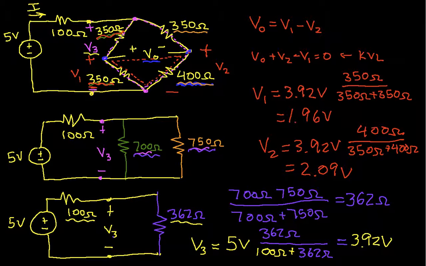Okay, so now I'm ready to find V0. V0 is going to be V1, which is 1.96 volts, minus V2, which is 2.09 volts, which equals, let's see, it's really hard to do this while you're talking. If I did this right, it's a negative 0.13 volts.